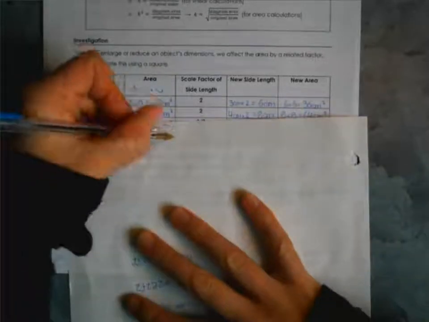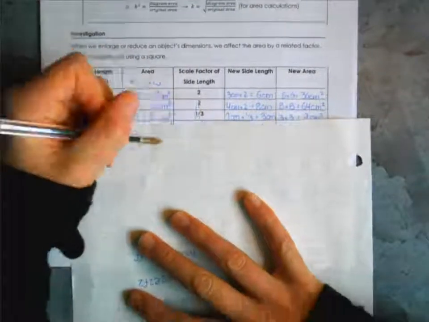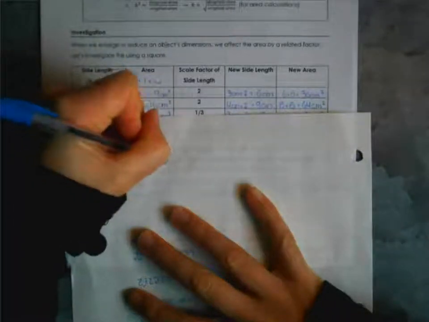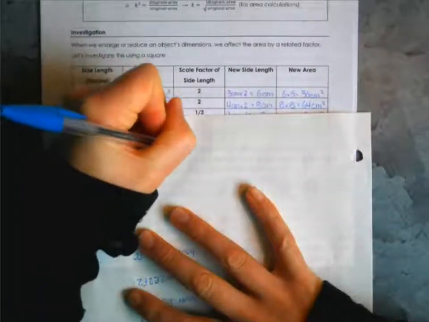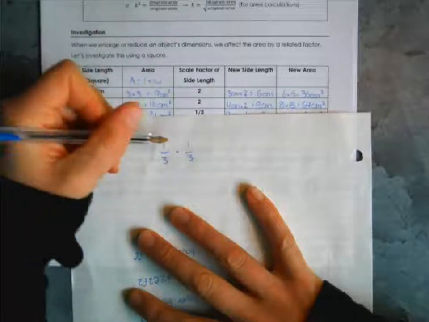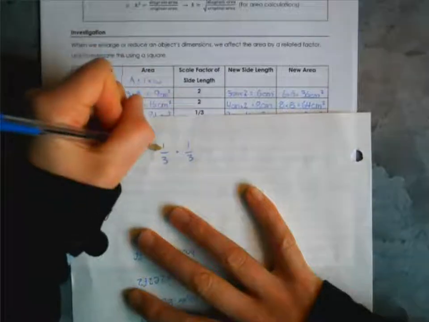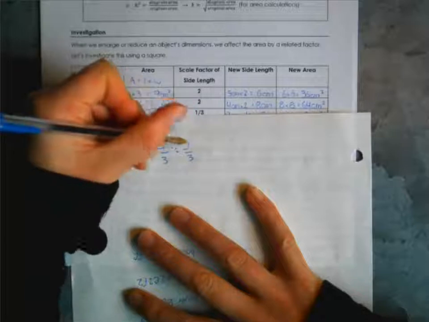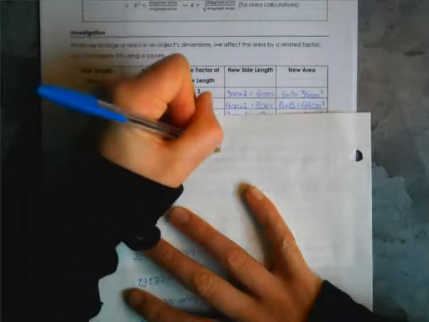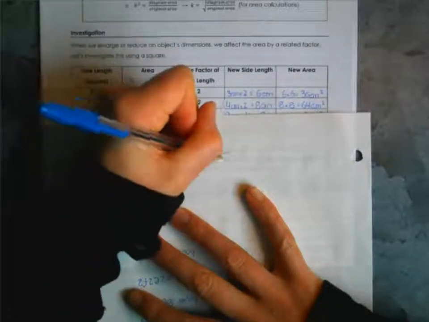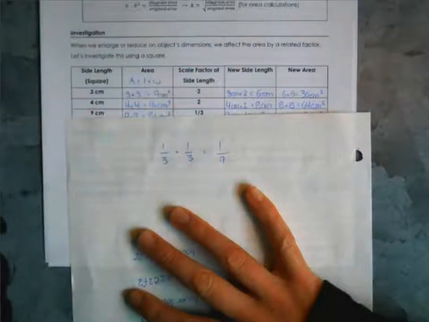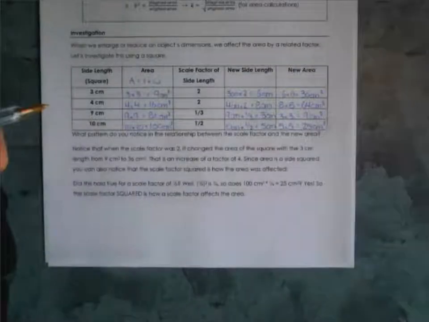Remember that when we square a fraction, in this case we have a fraction of 1/3. So basically that means we're multiplying 1/3 by itself one time, right? Remember, when you multiply fractions, you multiply straight across. So 1 times 1 gives us 1. 3 times 3 gives us 9 as our new denominator.